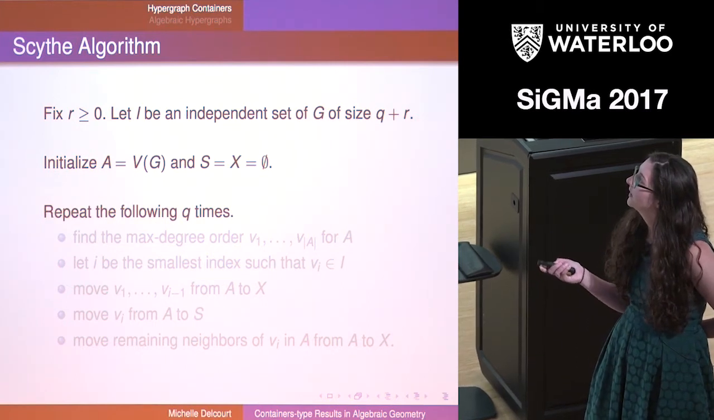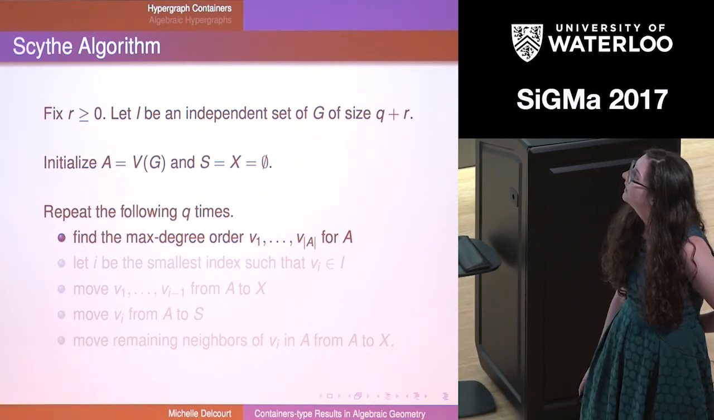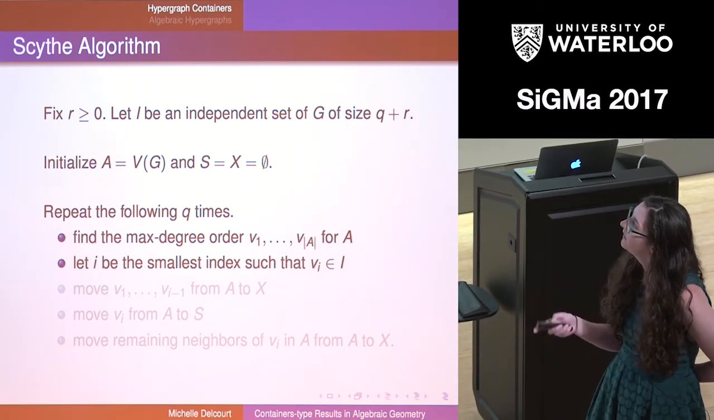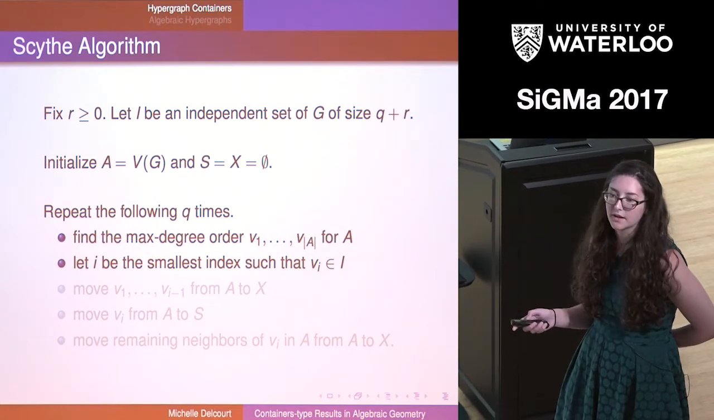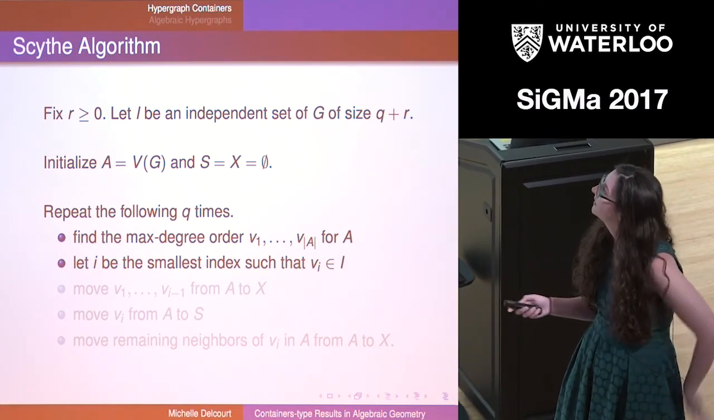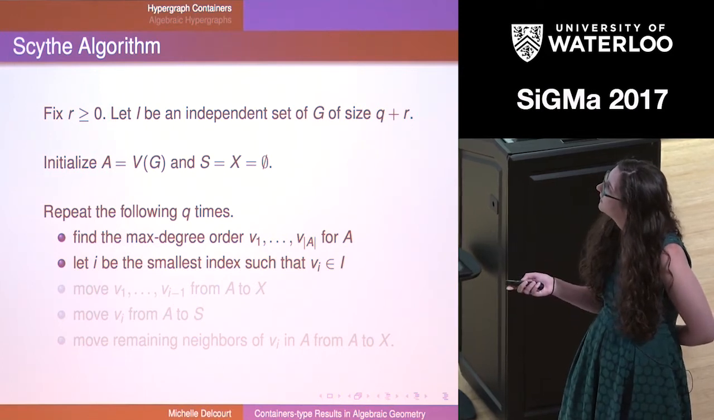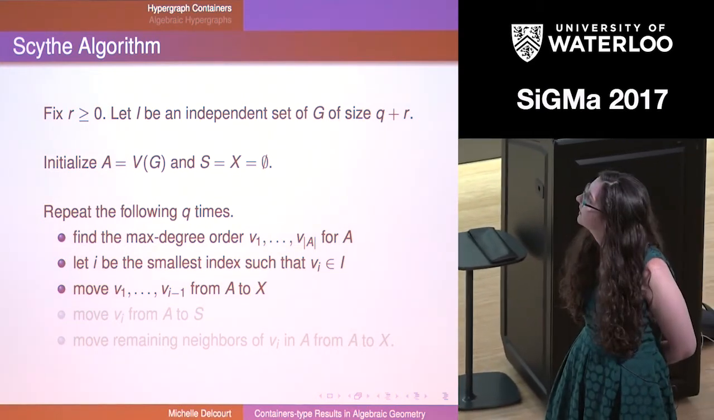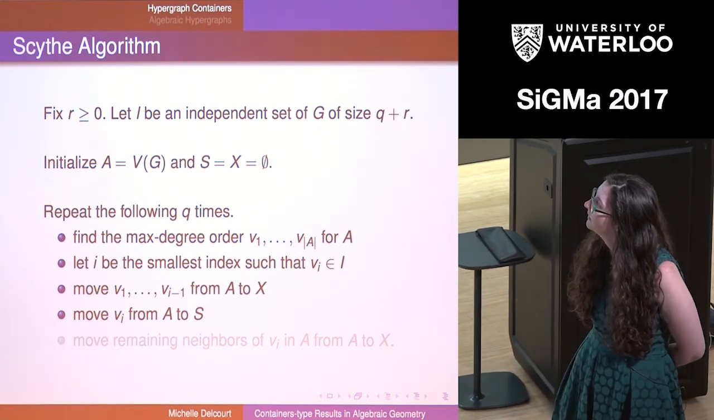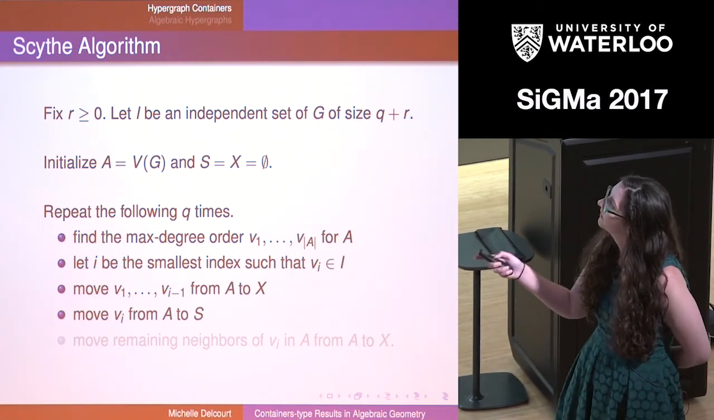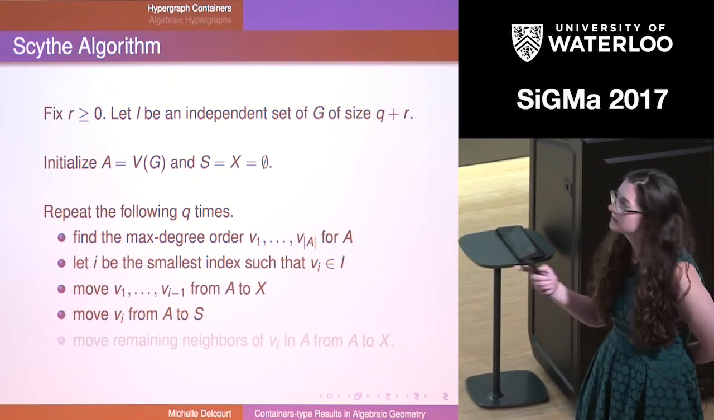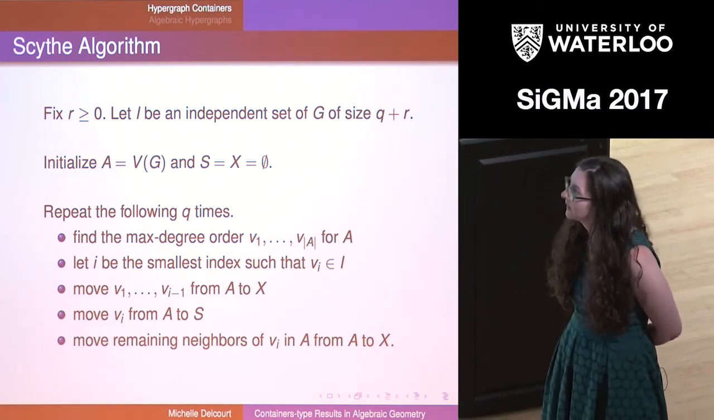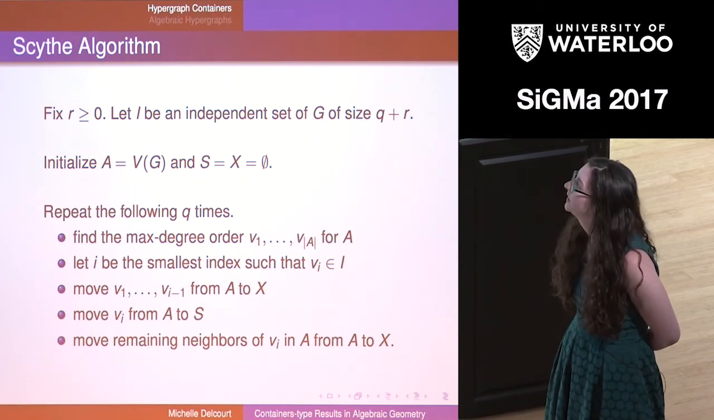So for q times, we're going to find the max degree order. Then we look at these vertices, starting with v1, v2, v3, and so on, until we run across one that actually was in our independent set. We want the one with the biggest degree that is actually in our independent set. We don't care about any of the previous ones. We're just going to throw those in the trash, put those into the excluded set. But we will select this vertex. We're only selecting things that live in our independent set at each step of the algorithm. And anything that was a neighbor of v_i will not be in our independent set, so we'll go ahead and put that in the trash as well.